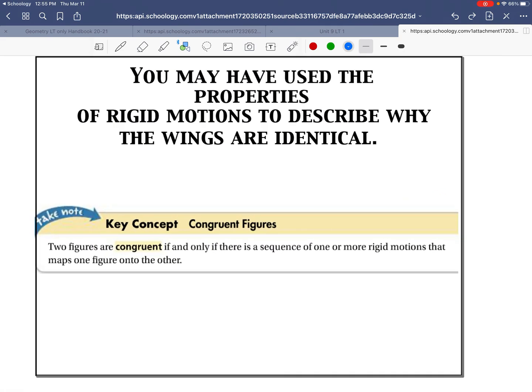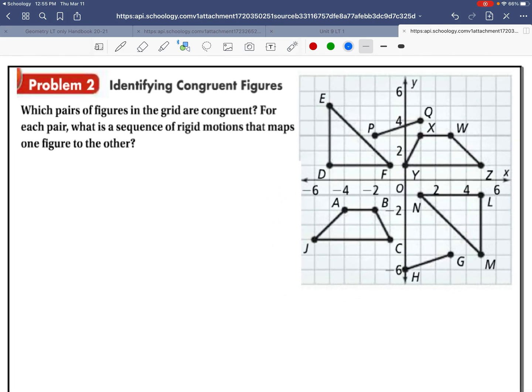You may have used properties of rigid motion to describe why the wings are identical or why your shape is identical to itself. Congruent figures: two figures are congruent if and only if there is a sequence of one or more rigid motions, which include our transformations of translations, rotations, and reflections, that maps one figure to the other. And so we're going to look at rigid motion. Which pairs of figures in the grid are congruent? For each pair, what is a sequence of rigid motions, meaning is it a translation, rotation, reflection, that maps one figure to the other? So I'm going to pick two out here.